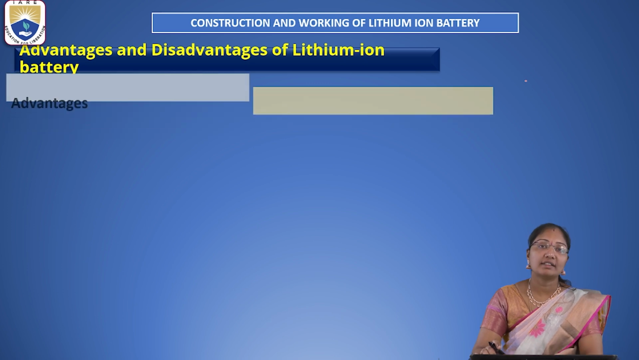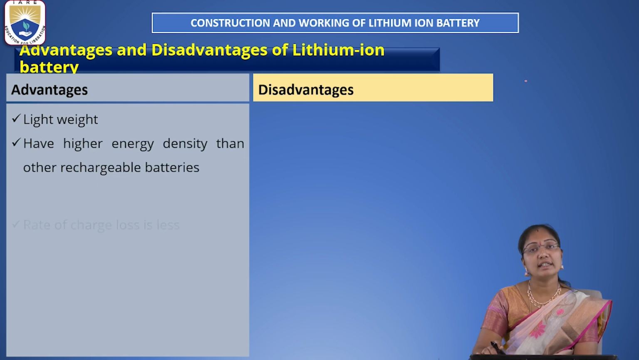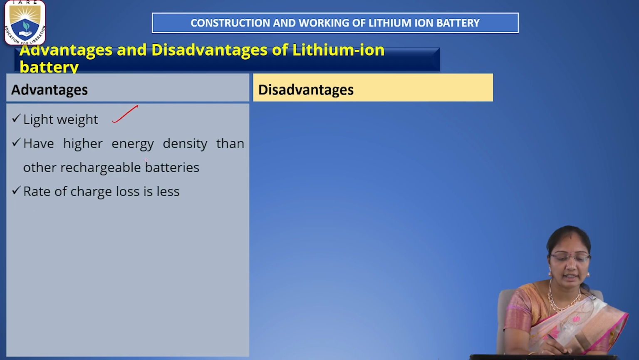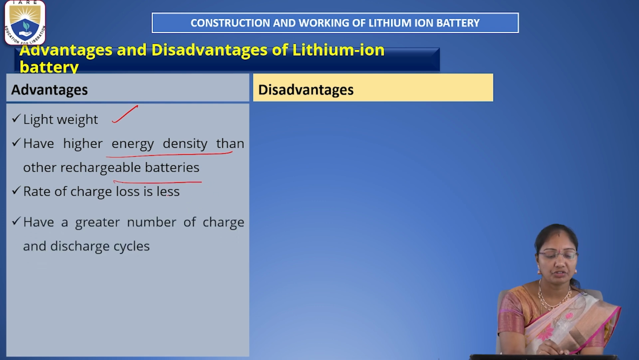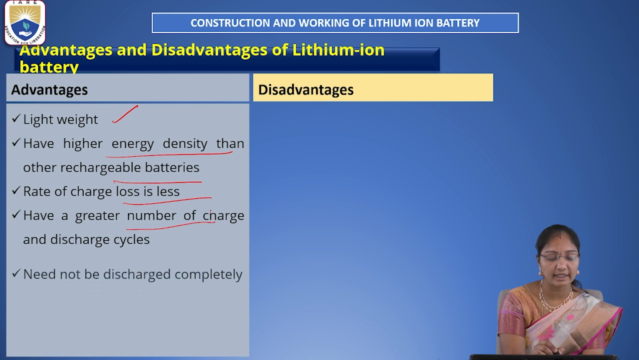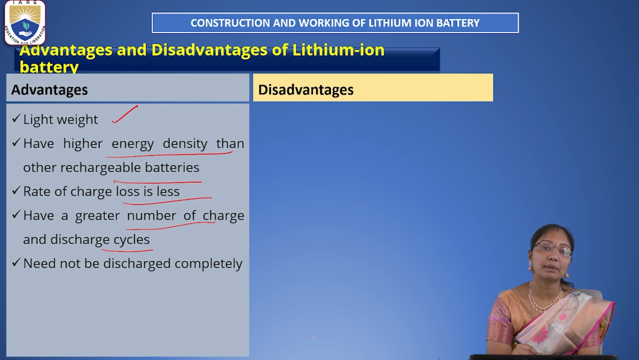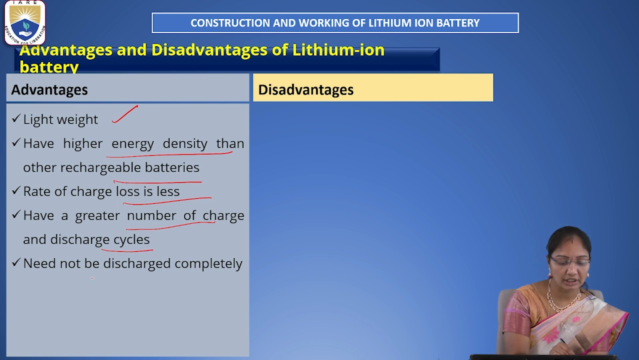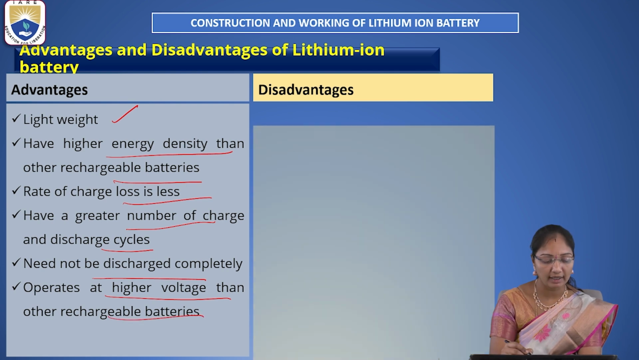So what are the advantages and disadvantages of lithium ion batteries? Coming to the advantages, it is very lightweight and has a higher energy density compared to other rechargeable batteries, the rate of charge loss is low, and it has a greater number of charging and discharging cycles. The battery life cycle depends on the number of cycles it is able to discharge or charge, so it also indicates the capability of the battery. It need not be discharged completely, and it operates at a higher voltage than other rechargeable batteries.